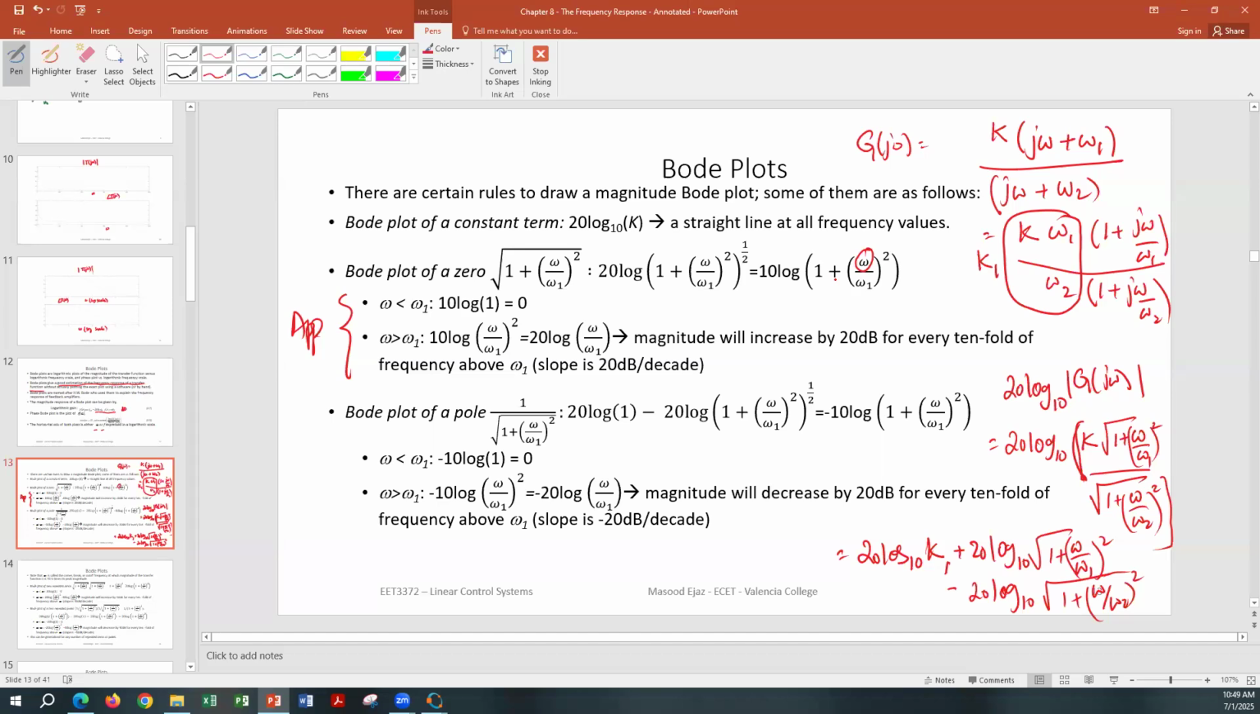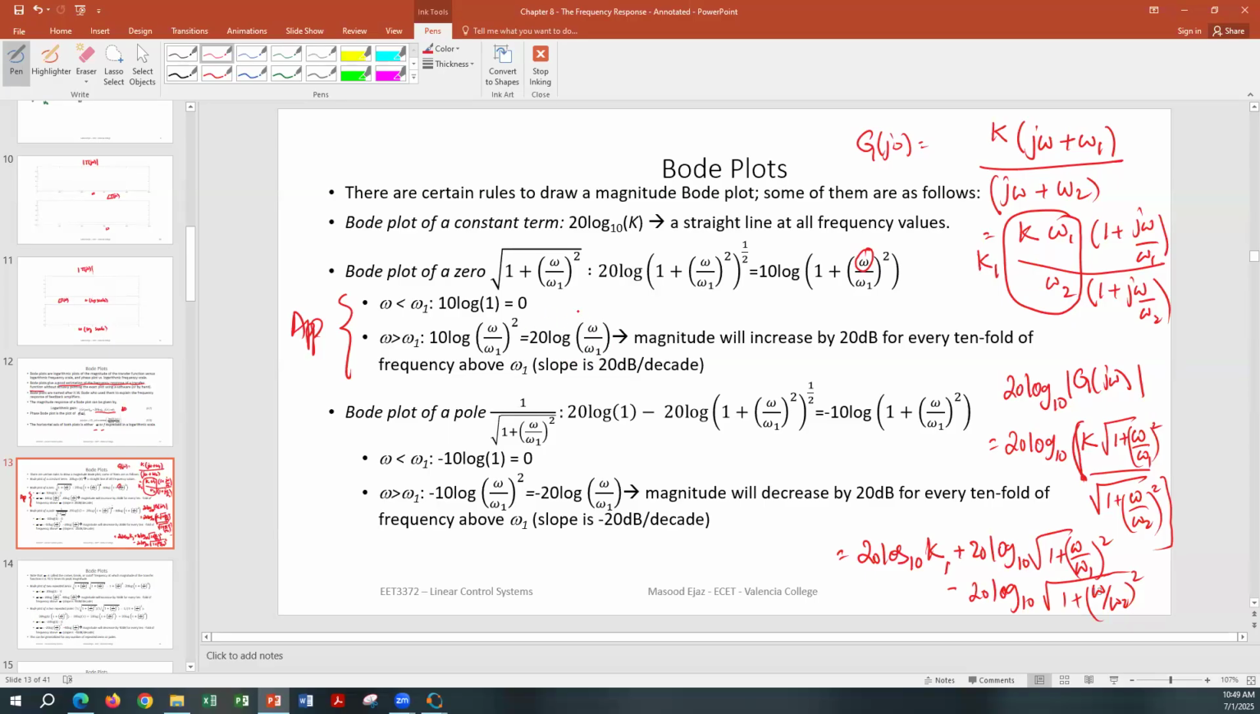And when omega becomes greater than omega 1, we assume that the first term becomes smaller than the second term. We ignore the first term, that is, we ignore 1. And when we ignore 1, you have 10 log of omega over omega 1 squared. Again, 2 is going to come and multiply 10, and it's going to become 20 log of omega over omega 1.